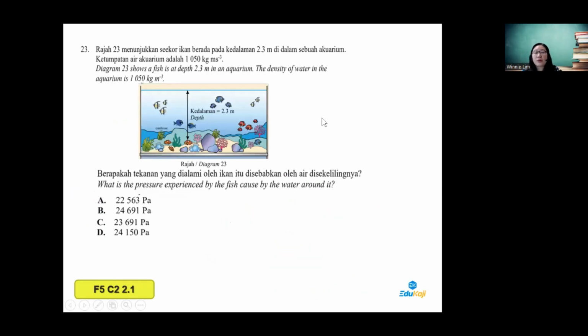Question 23, diagram 23 shows a fish at a depth of 2.3 meters in an aquarium, and the density of water is 1050. What is the pressure experienced by the fish caused by the water around? So you are actually finding the liquid pressure, the concept of h rho g. So what is the depth involved here? This is the depth, and then we also have the density. And g is always 9.8, so it's not a problem to directly substitute the values and calculate.